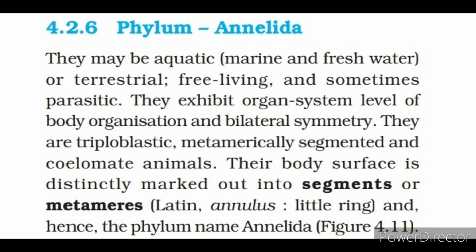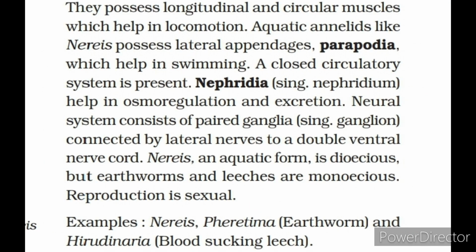Phylum Annelida. They may be aquatic, marine and fresh water, or terrestrial, free-living, and sometimes parasitic. They exhibit organ system level of body organization and bilateral symmetry. They are triploblastic, metamerically segmented and coelomate animals. Their body surface is distinctly marked out into segments or metameres, Latin annulus, little ring, and hence the phylum name Annelida. They possess longitudinal and circular muscles which help in locomotion.